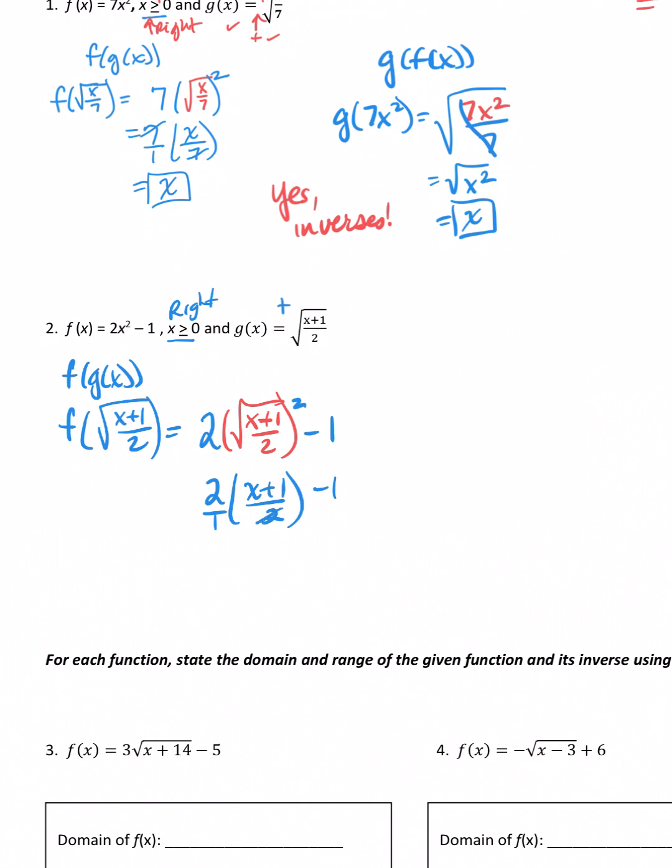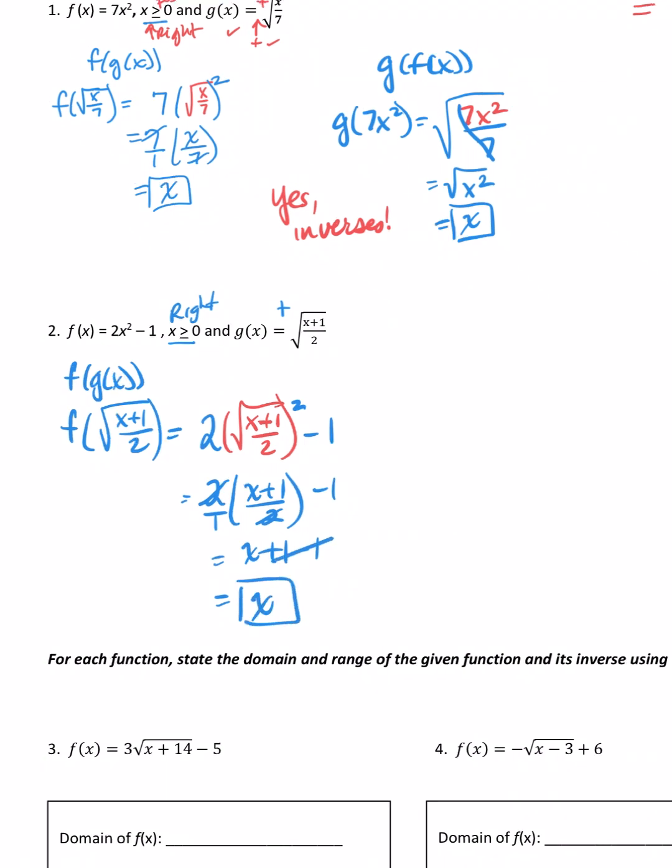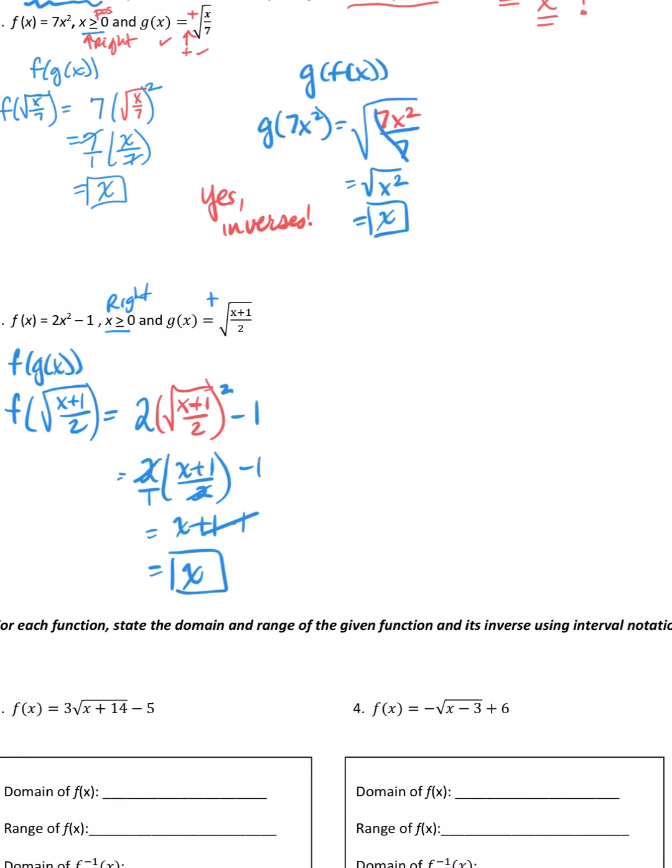Now we clean it up. These 2s will divide out, and I'll have x plus 1 minus 1. And the 1s go away, and it leaves me with just x. Now let's switch it around and try it the other direction. So g of f of x. So I'm going to plug in 2x squared minus 1 into g. Now g says it's going to be the square root of 2x squared minus 1.